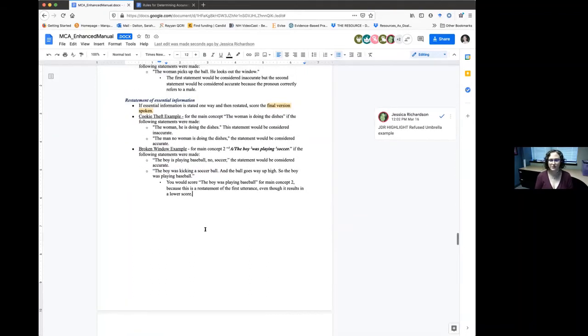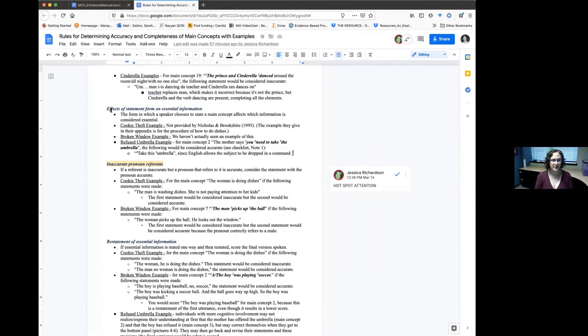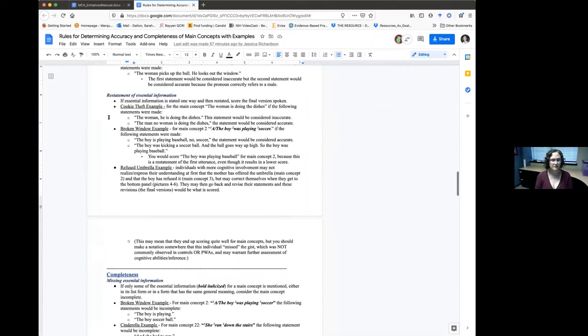And I think Jessica was also going to highlight another example here. Yeah, it's just something that we see with the refused umbrella, so I thought it was worthy of mention here. And again, this is in the other living document that will be appended to the manual. In refused umbrella, we often have people who may have more cognitive involvement. Sometimes this is with left hemisphere stroke, with aphasia, but sometimes with right hemisphere or cognitive-communication disorders after TBI. And when they're doing the refused umbrella, they don't always catch that the mother has offered the umbrella and the boy has refused it.